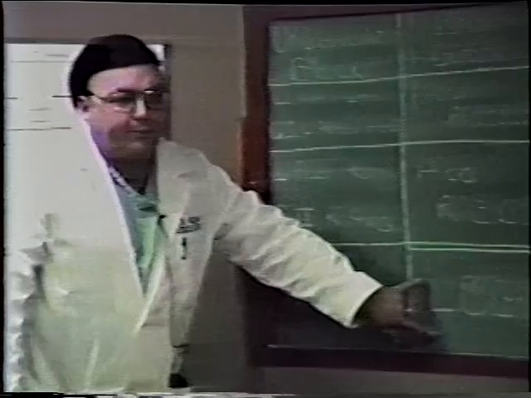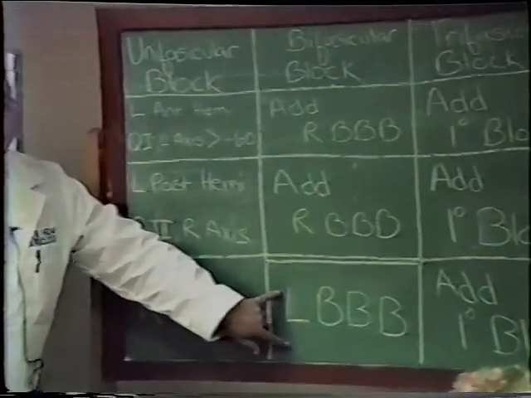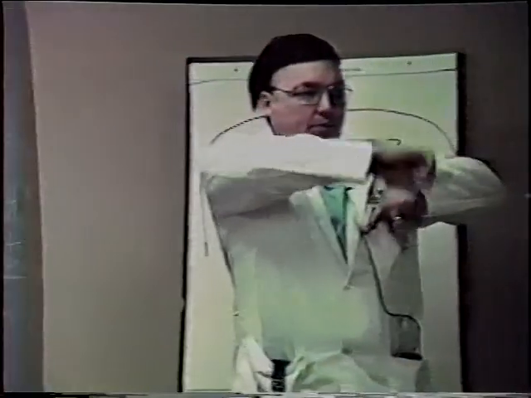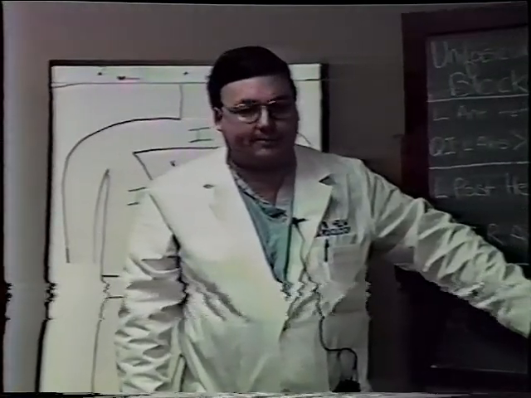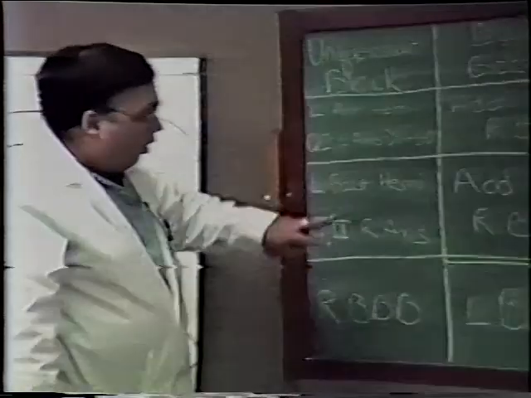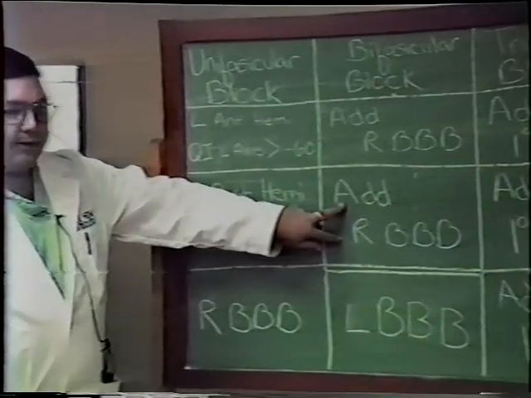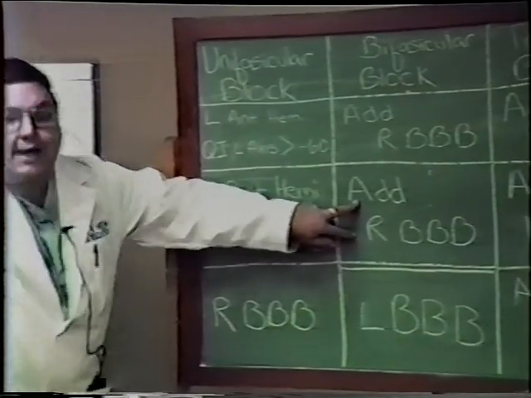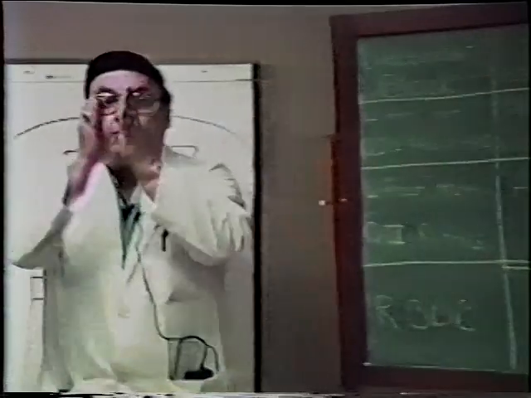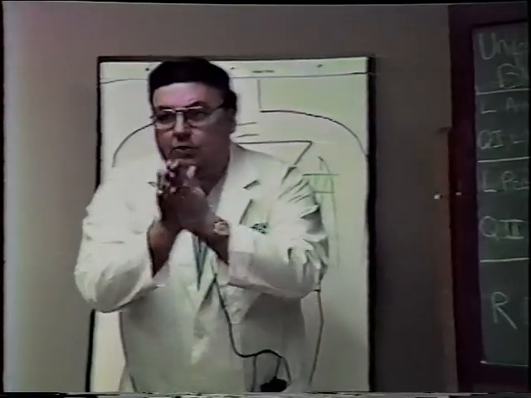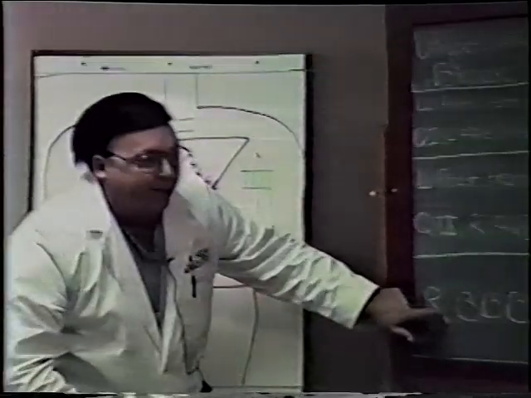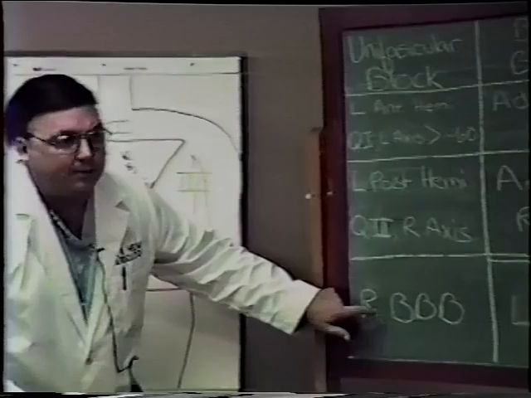If you get a left bundle branch block, that's a bifascicular block because you've knocked off the two fascicles, left anterior, left posterior. So a left bundle branch block is a bifascicular block, actually. Or you can have a right bundle branch block with a right axis deviation. You see, right bundle branch blocks have a normal axis. That's what it's supposed to have, a normal axis. This has a normal axis, the unifascicular right bundle.